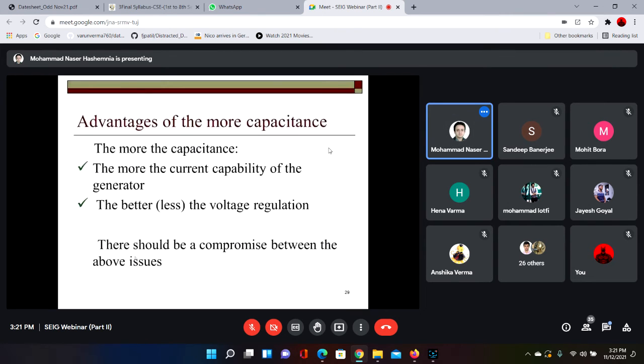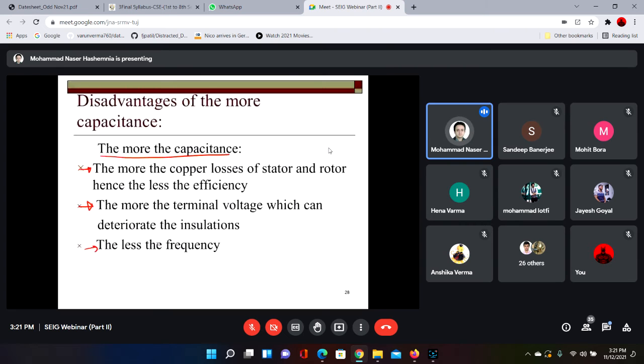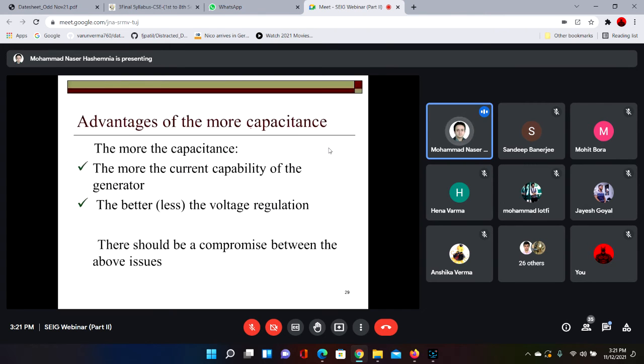On the other hand, the advantage of a high value of capacitance is that if you have a higher capacitance, then you have more current capability of the generator. You can deliver more current by the generator, and you have less voltage regulation. The voltage regulation will be a smaller value. Of course, these should be checked by simulations. In actual practice, there should be a compromise between the above issues to select the value of the capacitance. Here, we don't want to discuss the compromises. We just want to discuss the minimum value of the capacitance.